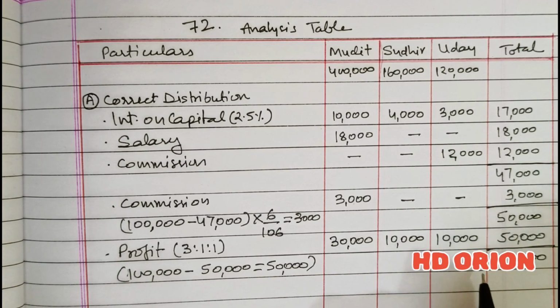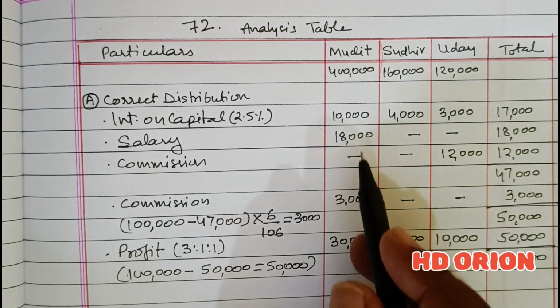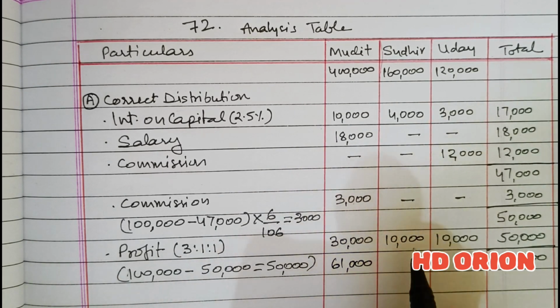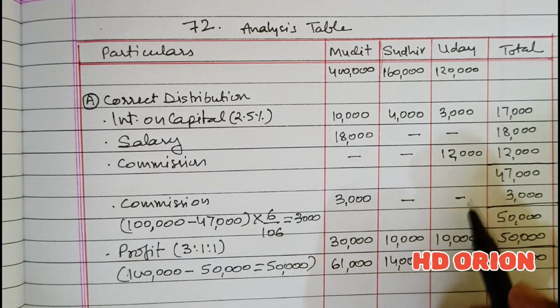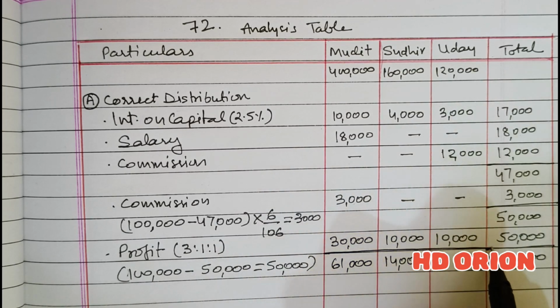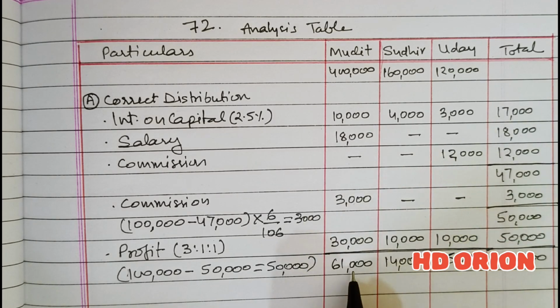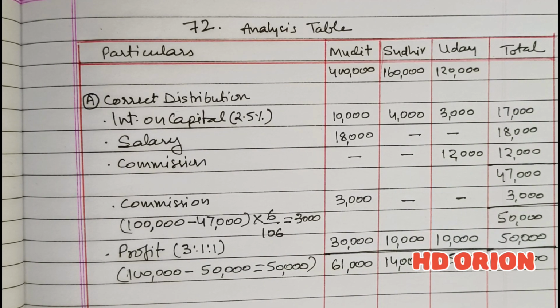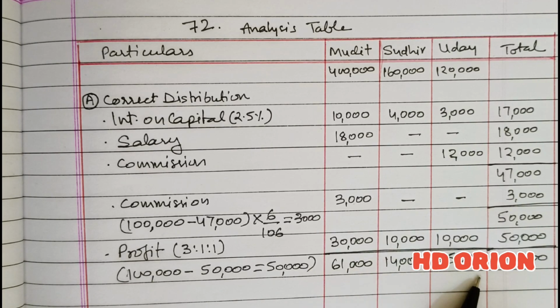Fine. Now see, in this way Mudit was supposed to receive how much? 61,000 rupees, and Sudhir was supposed to receive rupees 14,000, and Uday was supposed to receive, I am grand totaling it here, rupees 25,000. So when you add these three figures, again it is 1 lakh. It means entire rupees 1 lakh has been properly distributed as per partnership deed. So this was the correct allocation of profit.